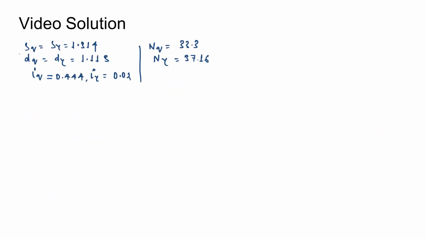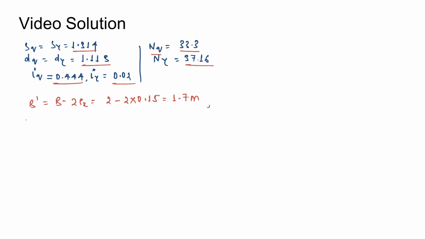Now coming to the video solution part, here in the question the shape factors are given as Sq and S gamma equal to 1.314, and Dq and D gamma are given as 1.113, Iq is 0.444 and I gamma is 0.002. Terzaghi's bearing capacity factors are Nq is 33.33 and N gamma is 37.16. As load is acting eccentrically in one direction, that is the width direction, we can calculate the new dimension B dash equals B minus 2 times eccentricity in x direction, so that will be 2 minus 2 into 0.15, that is 1.7 meter.